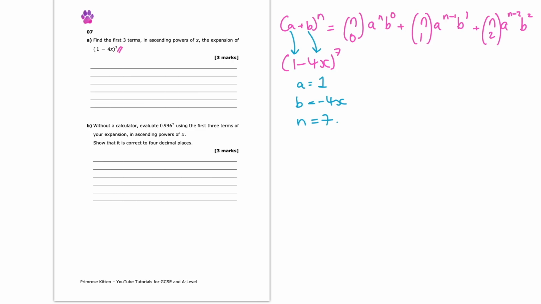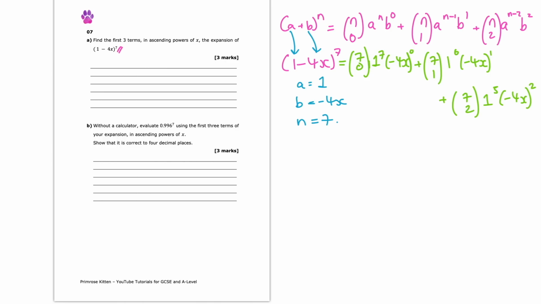So now that we've got all that information down, what we can do is go to this equation and insert them for those first three terms. So we've got 7C0, a to the 1, which we know what a is going to be, 1 to the power of 7, and then minus 4x to the power of 0, and then plus 7C1, and then 1 to the power of 6, times minus 4x to the power of 1, and then finally plus 7C2, and then that is 1 to the power of 5, and then minus 4x squared. Okay, so it's really important to write down all of those steps because it's very easy to make mistakes along the way.